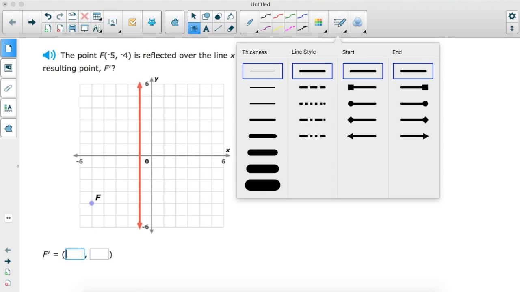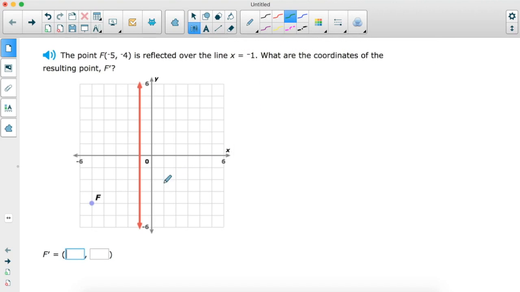So we're going to count how far F is from the line of reflection. I have 1, 2, 3, 4 spots. So I'm going to move 4 spots from the line of reflection. 1, 2, 3, 4. So this is where the coordinate is going to be, and this is F prime.